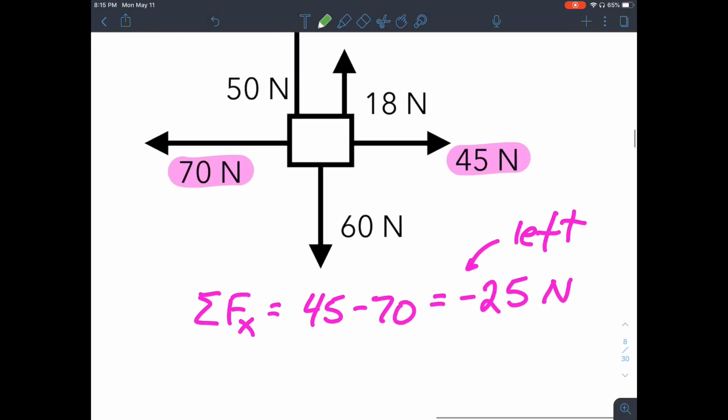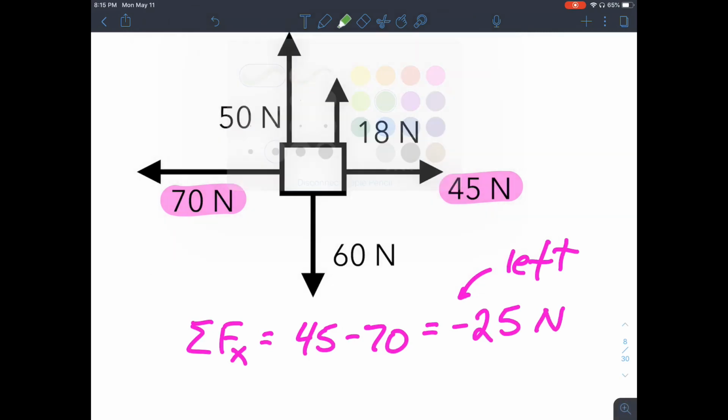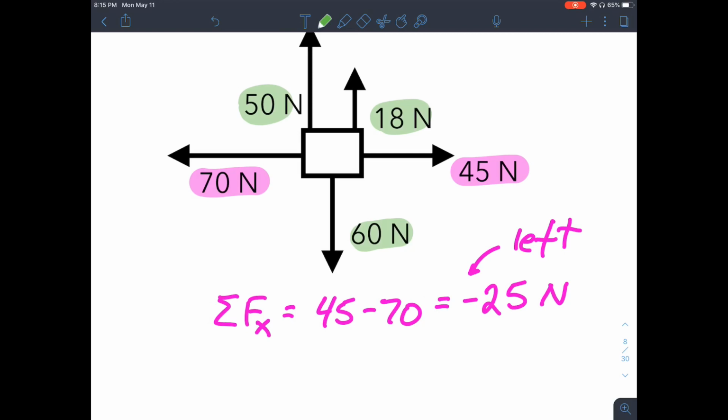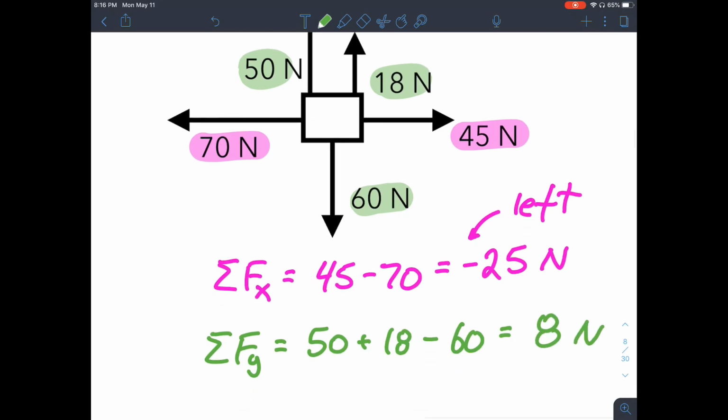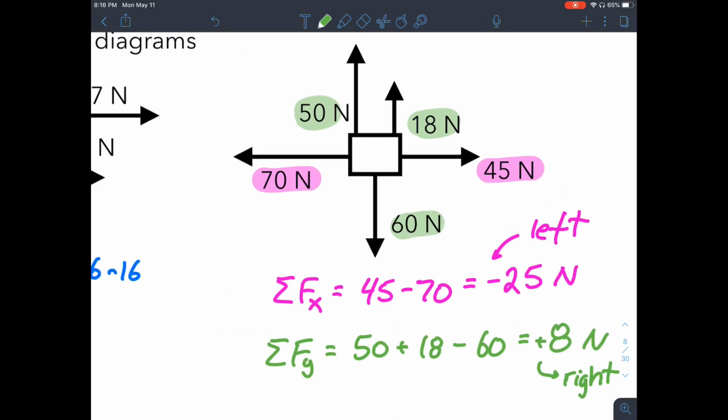Now, if we do something very similar, but in the y direction, well, we've got 50 newtons and 18 newtons going up fighting against 60 newtons. So we can say that the sum of the forces in the y direction is going to be 50 plus 18 minus 60, which is going to give us a grand total of positive 8 newtons, which means, you don't need to write the positive, but that tells us that it goes to the right, which means the net force of this object is both left and right at the same time.